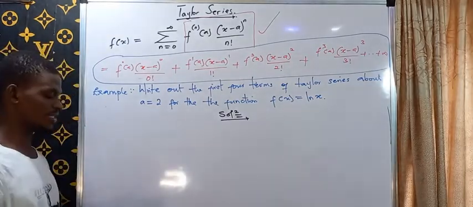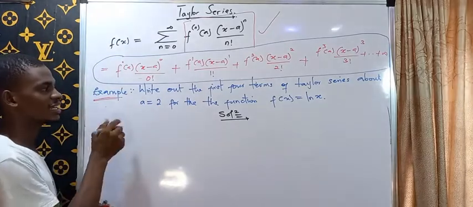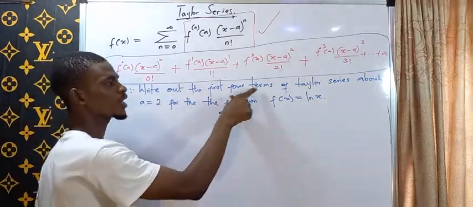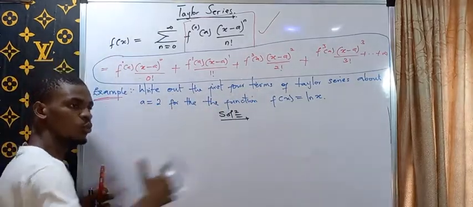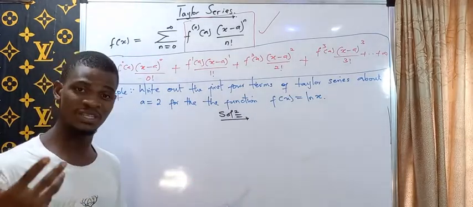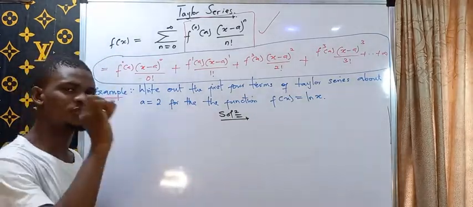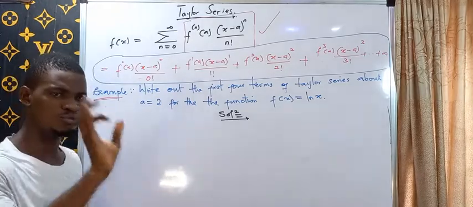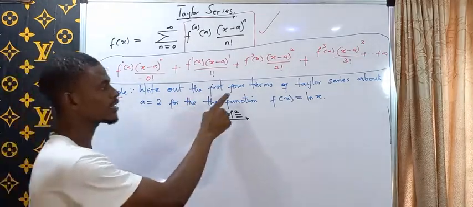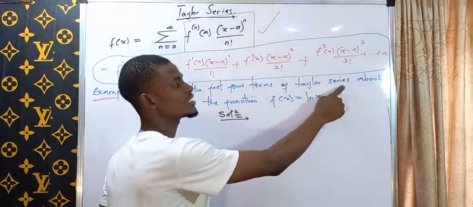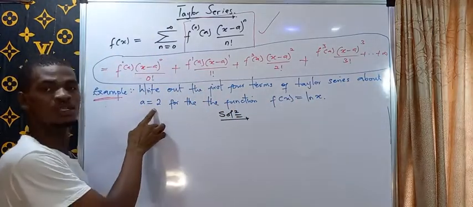Look at this beautiful example. The example says write out the first four terms. You know, a Taylor series goes to infinity, it's very long, to infinity. But the question says write out the first four: 1, 2, 3, 4, and you stop. Write out the first four terms of the Taylor series about a is equal to 2.